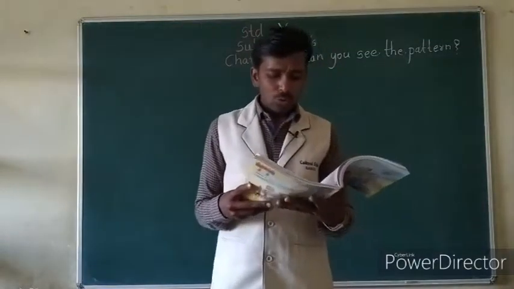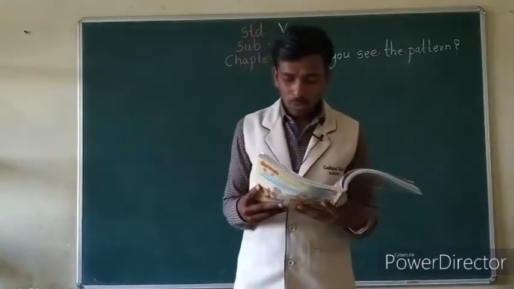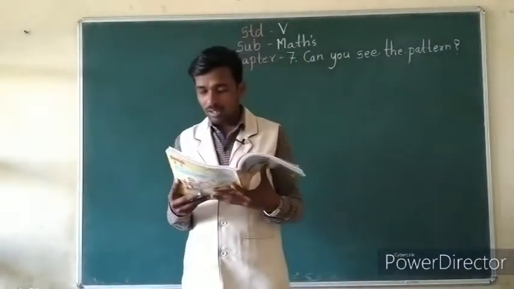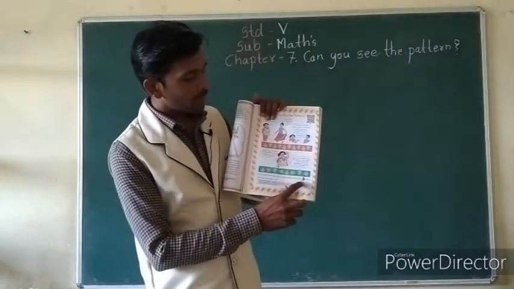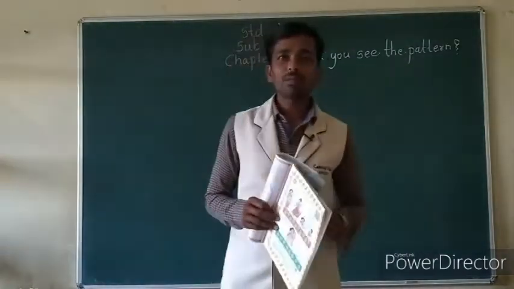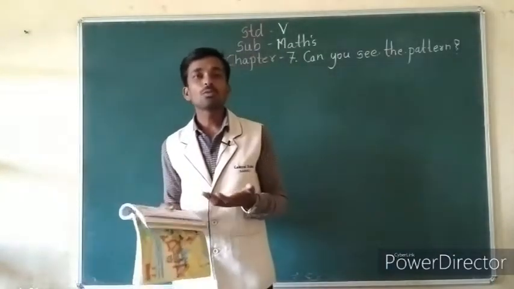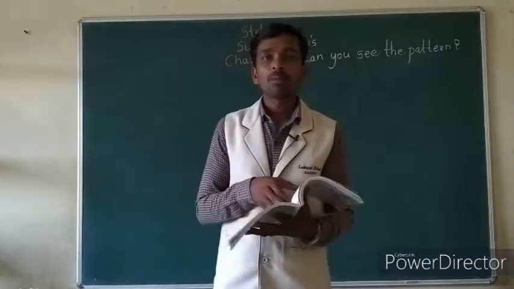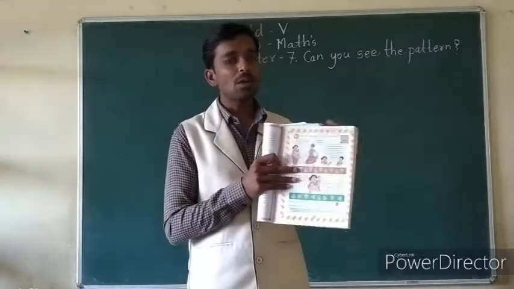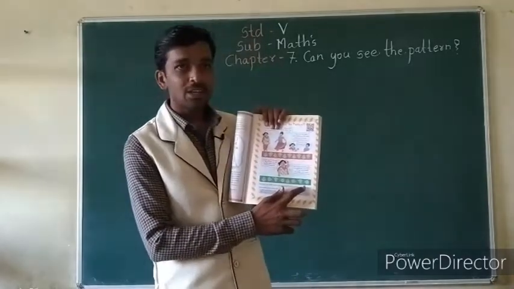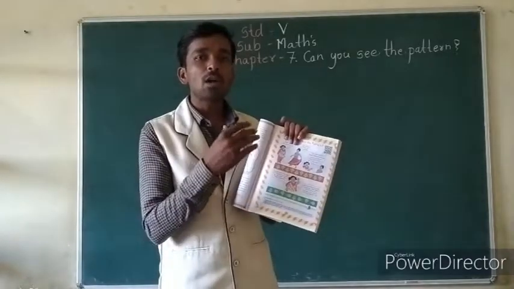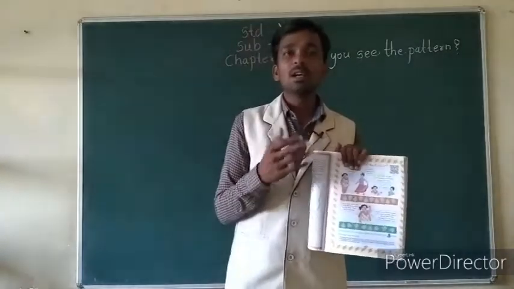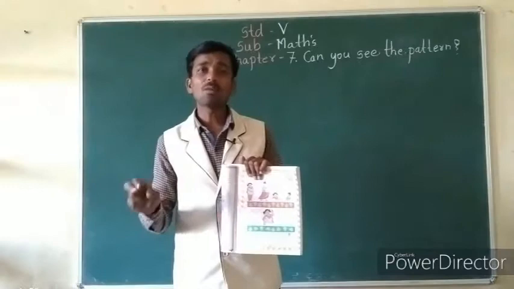Now you use these two rules to make a pattern with this block. Here they use one block, that flower. By using that flower you have to find that pattern. Means how to find this? See this flower, this is the upward direction. Then next time we make it downward direction, upward, downward like that. You can form the first pattern.